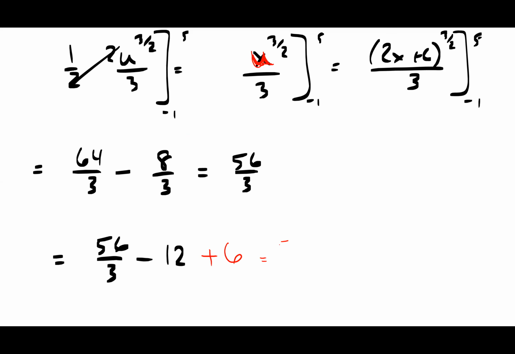Let's see, putting everything in terms of 3s here. So it's 56 over 3, minus 36 over 3, plus 18 over 3. Anybody? 56 minus 36 plus 18. 38?